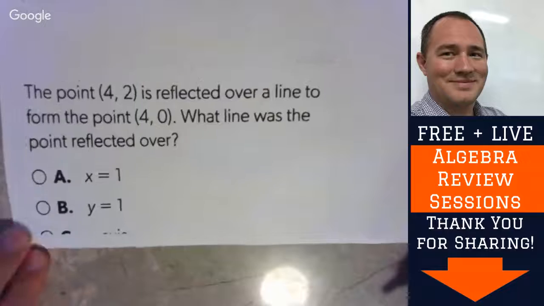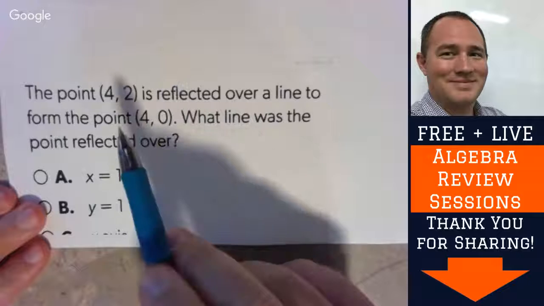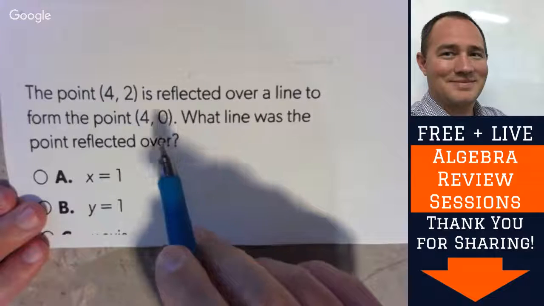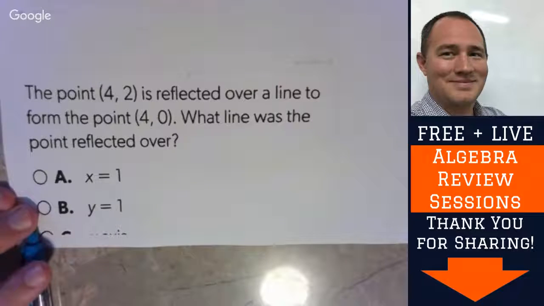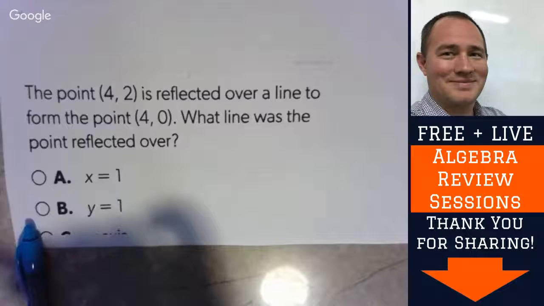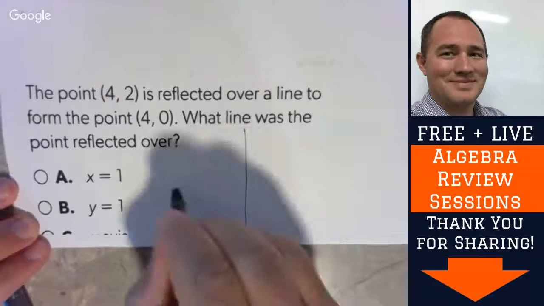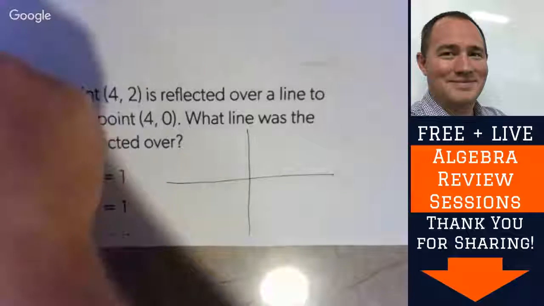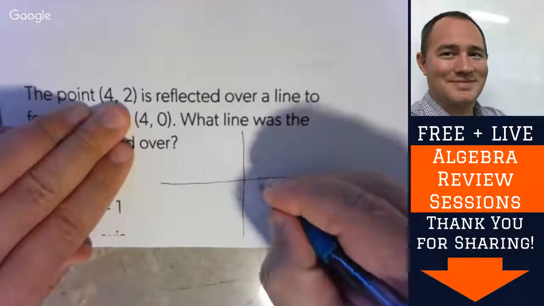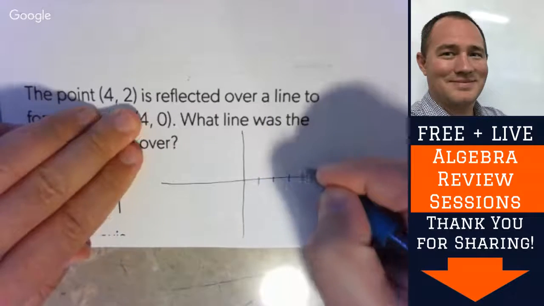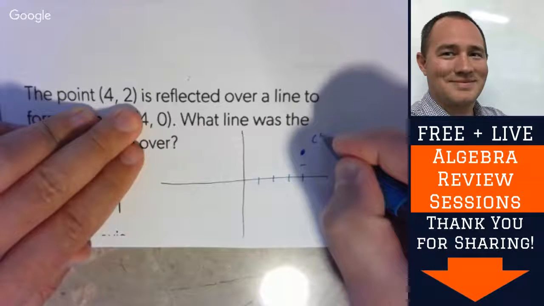All right, so if the point (4, 2) is reflected over a line to form the point (4, 0), what line was the point reflected over? It would be helpful to make a graph of this. I'll do the original in blue. So we're over 4: 1, 2, 3, 4, and up 2. That's the point (4, 2).